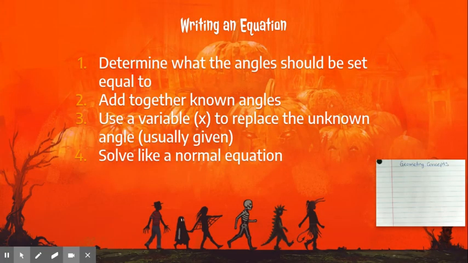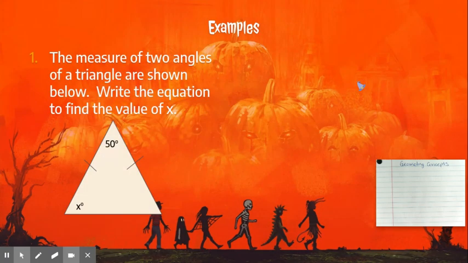Okay, so when we're writing an equation, we want to determine what the angle should be set equal to. Is it a triangle? Do we want to set it to 180 degrees? Is it a supplementary angle? Do we want to set it to 180 degrees? Is it a complementary angle? Does it need to be set to 90 degrees? Okay, always know these. And then you add together all your known angles and then use a variable to replace the unknown angle. And usually that's given. Okay, so basically you're just going to add everything up that you have to equal what it should be, what the total amount should be. And then you solve just like we would a normal equation.